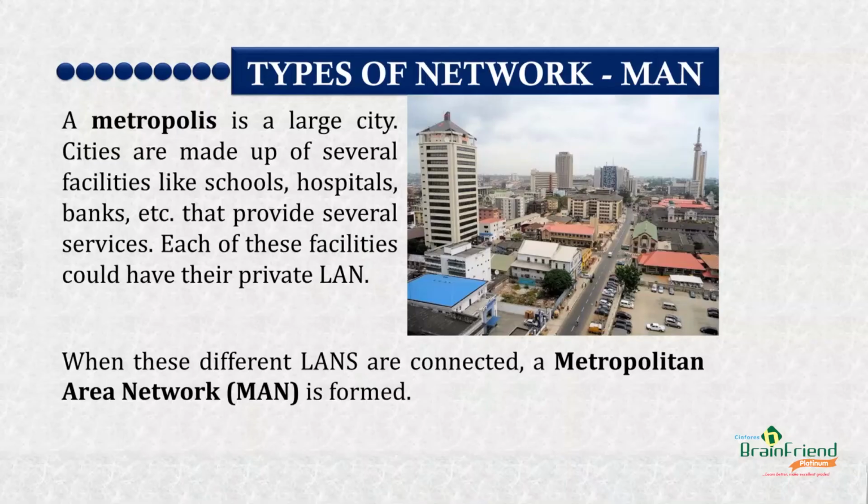In the first type of network we've described, which is the LAN, we established that networks can be set up in single buildings like offices, homes, schools. And now in the MAN, Metropolitan Area Network. A metropolis is a large city, and large cities are made up of different facilities such as schools, homes, hospitals. Now, each of these buildings can have their own LANs, but then when all of these LANs are connected, a metropolitan area network is formed.